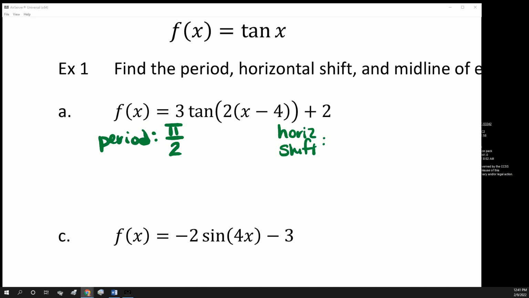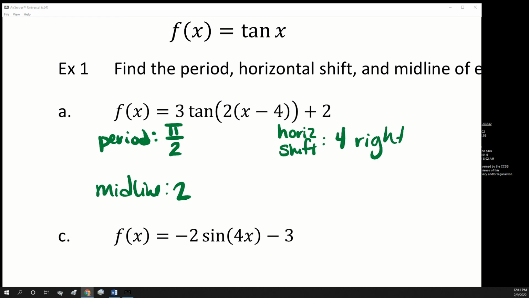All right. And then horizontal shift, exactly the same, is going to be right. And how many? Why do we not have to divide? It's already been divided. It's already been pulled out. So when it's like this, don't worry about dividing. All right, what about the midline? Yes. It's actually y equals 2, but you can just put 2.